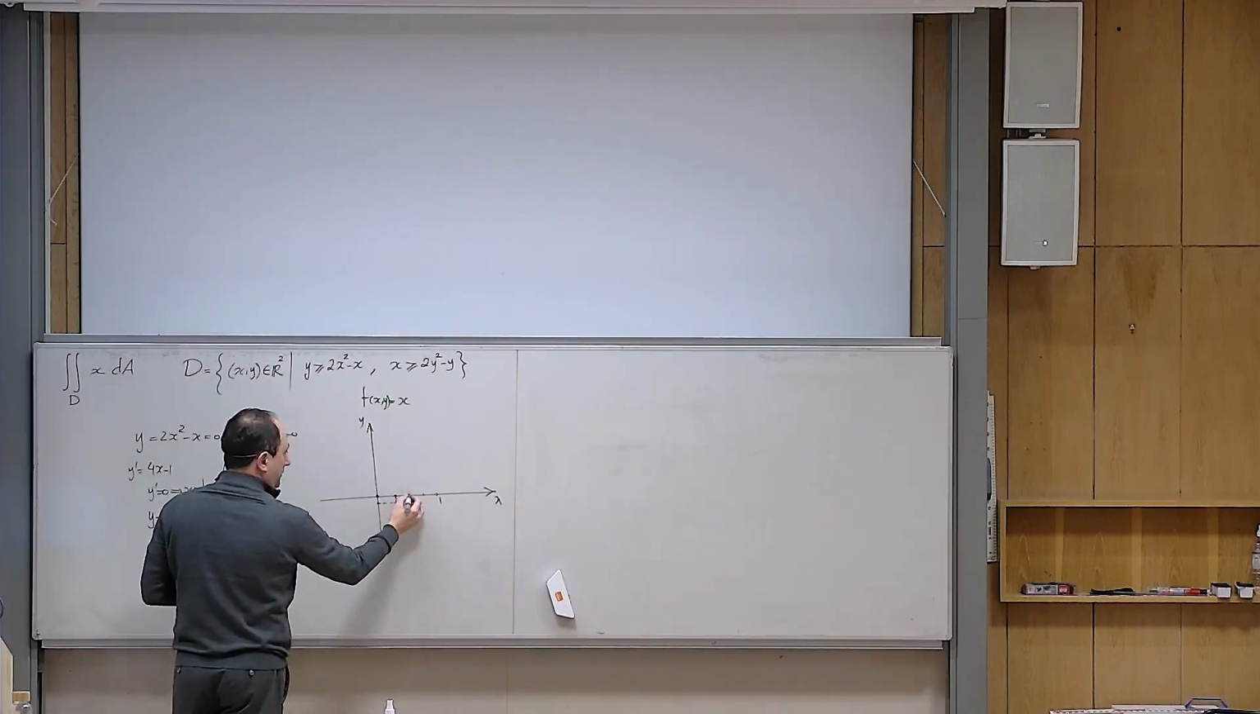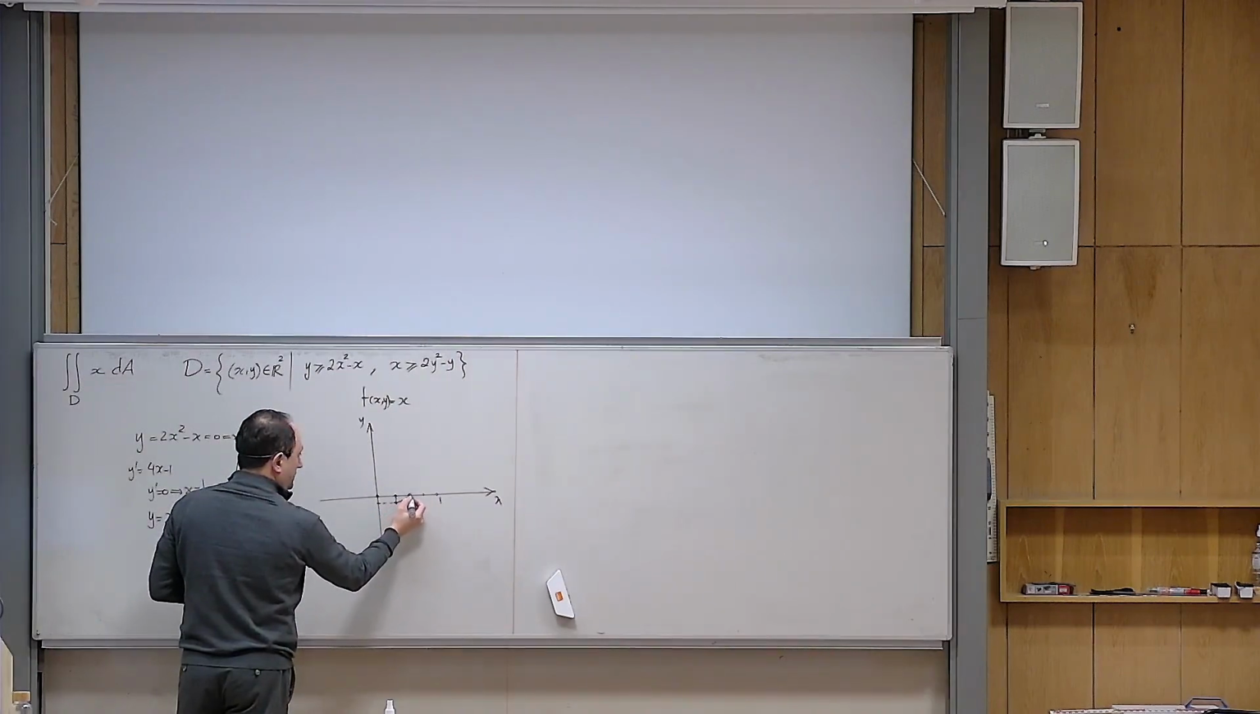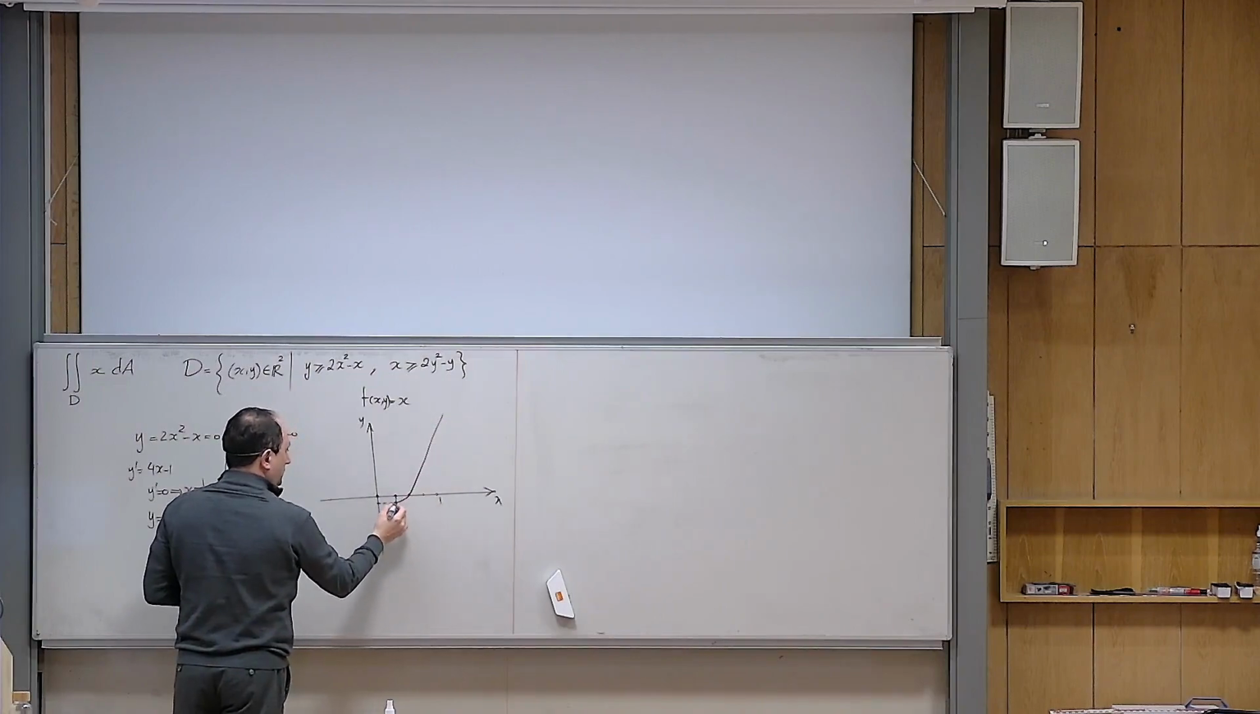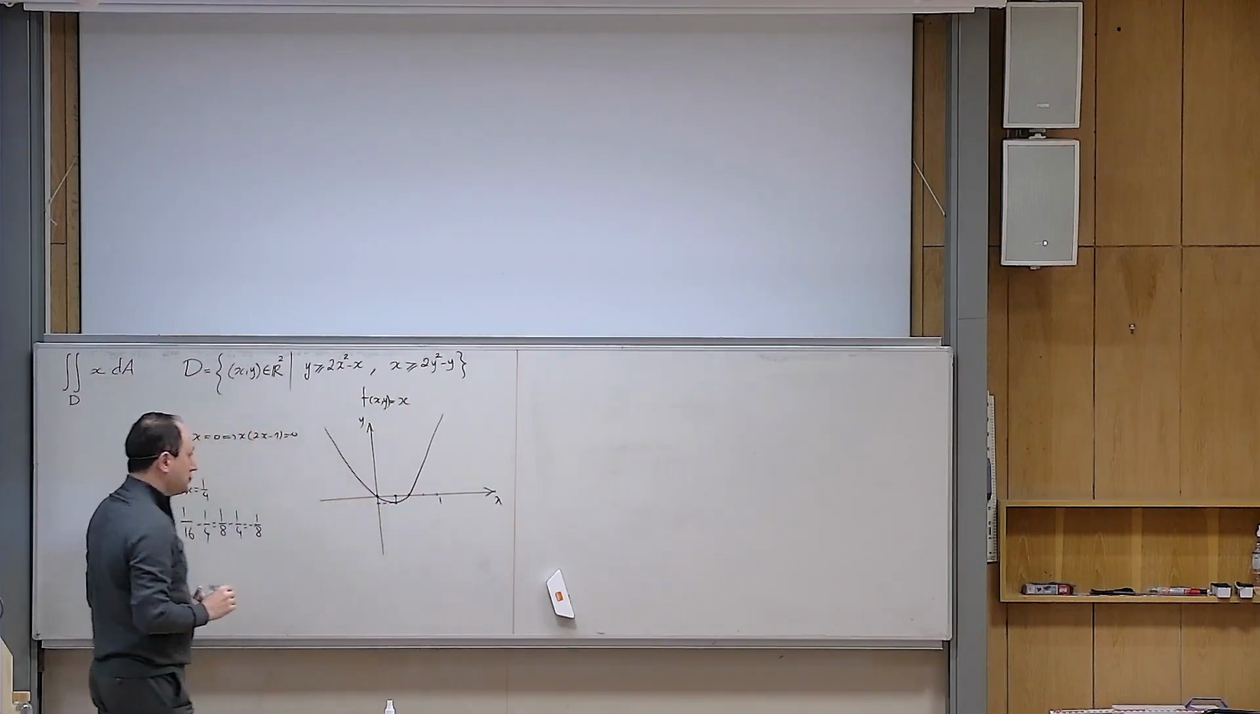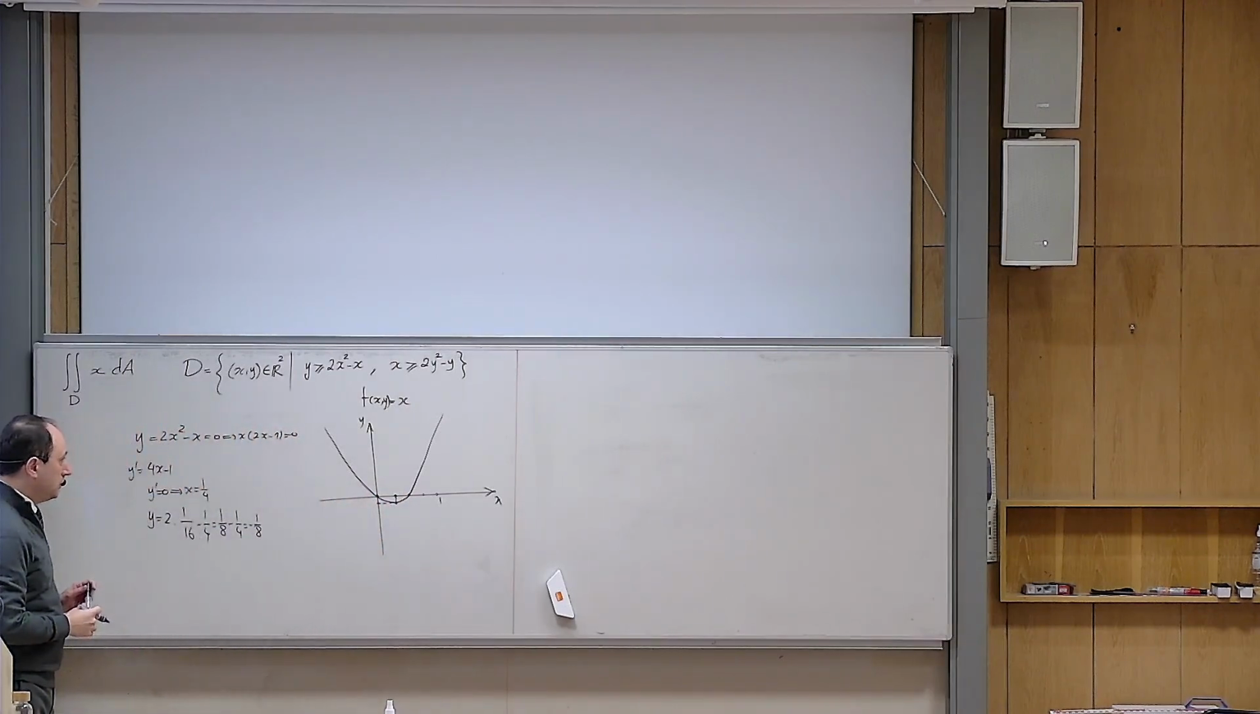So x is 1/2 is here. So anyway, hopefully you agree with me, this is a rough sketch of my parabola. It's hard to draw them in a good way. I will switch to GeoGebra soon. Okay, so that's my parabola.